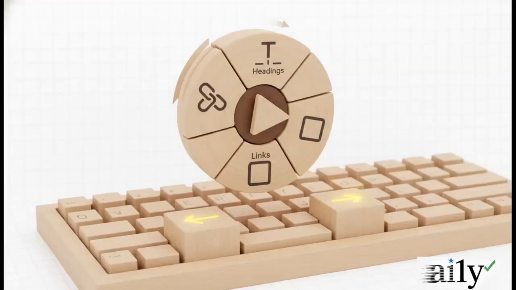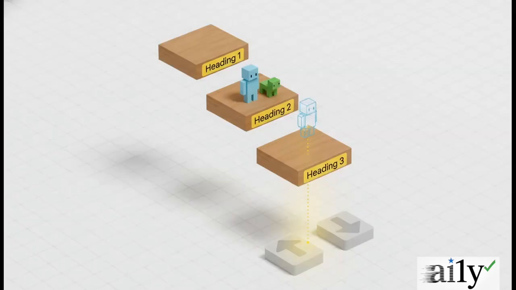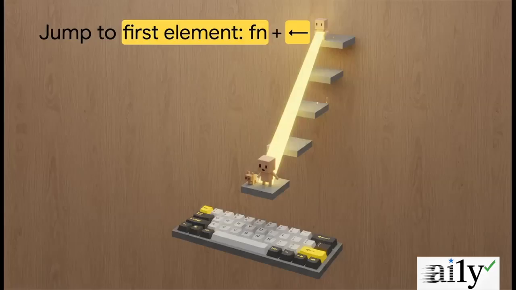Now, with the rotor open, your left and right arrow keys basically act like a dial. You just press them to turn the rotor and switch between the categories you enabled. So you can flick from headings to links, for example. Once you've selected a category, you then use the up and down arrow keys to move through all the elements of that type on the page. So if you're on headings, pressing the down arrow will just jump you from one heading to the very next one.